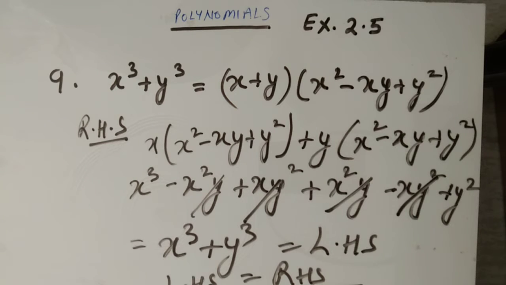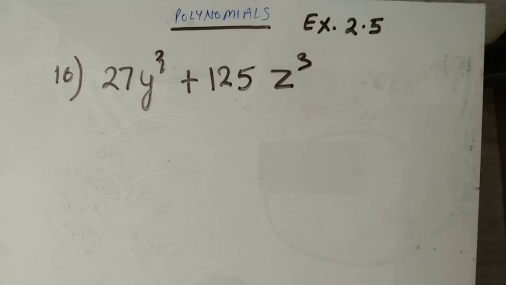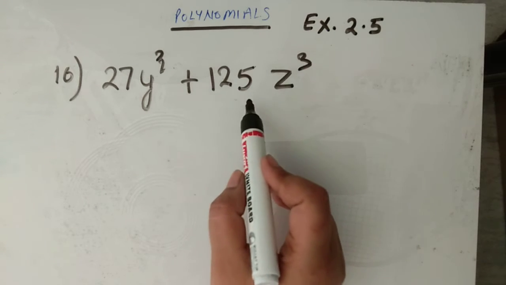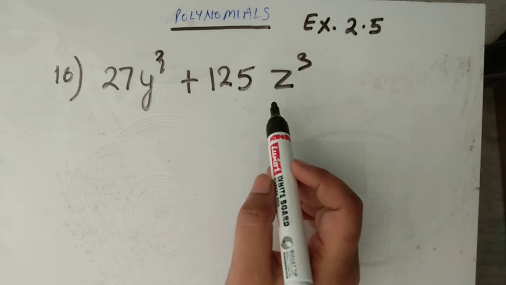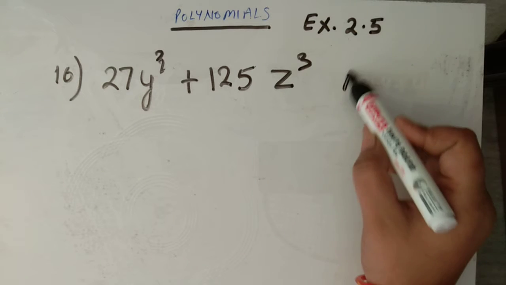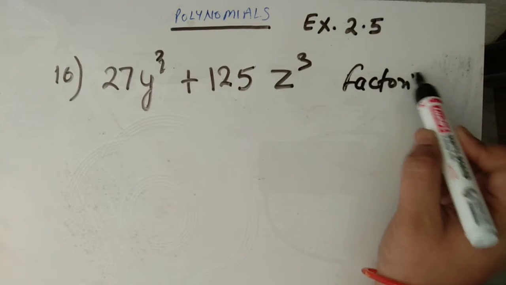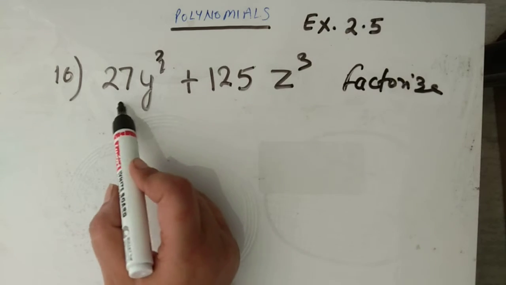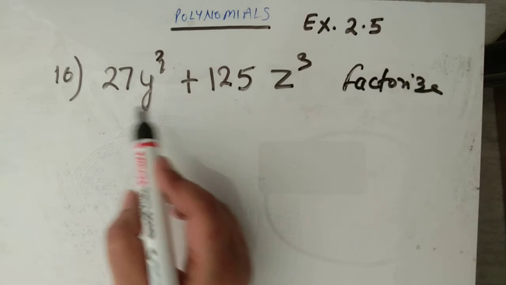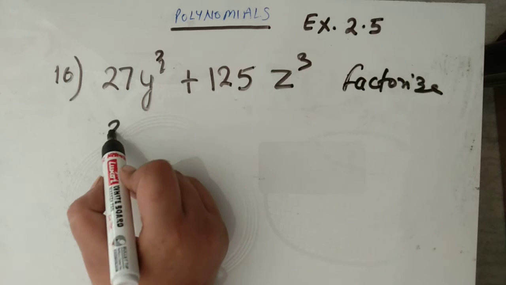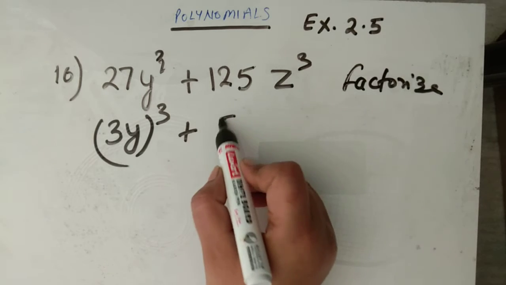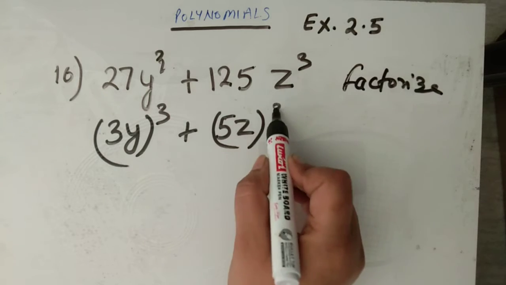Now we will discuss question number 10. Now see next question number 10. The question is 27y cube plus 125z cube. So this needs to be factorized. You have to factorize it. Okay, so for factorization, just see y cube, here it is z cube. So we will convert these two in the form of cube. This is a cube of 3, so it is 3y whole cube. And this one is 5z whole cube.